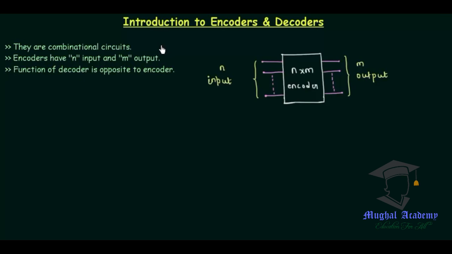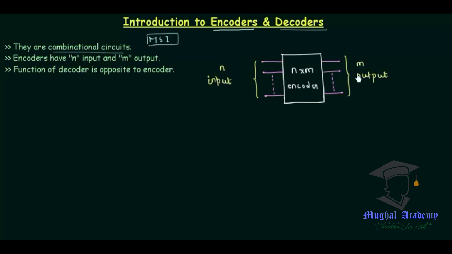We have already completed 2 topics in our combinational circuit, that were the multiplexers and the comparators. Now in this presentation we will study the introduction to the encoders and decoders. They are also combinational circuits and they fall under the MSI, medium scale integrated circuit group, and after this we have the LSI, large scale integrated circuits.